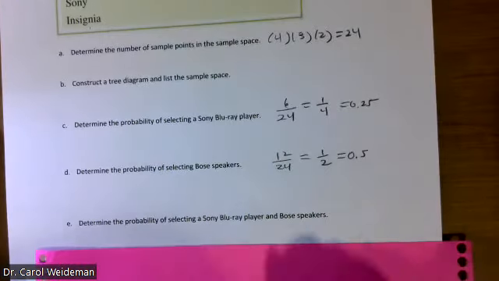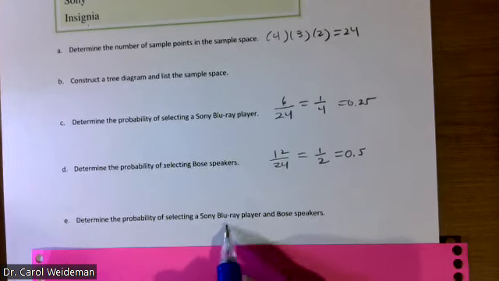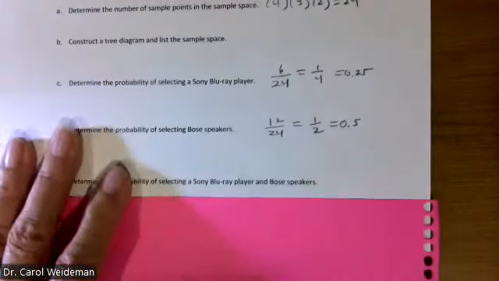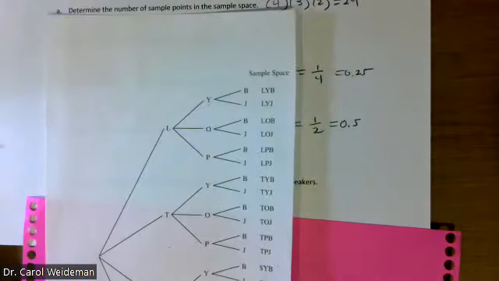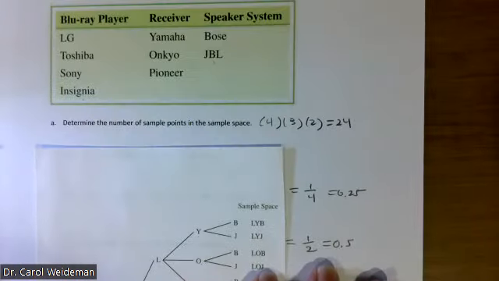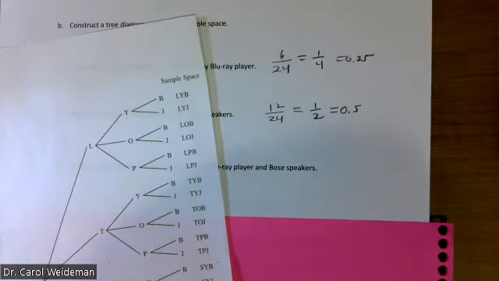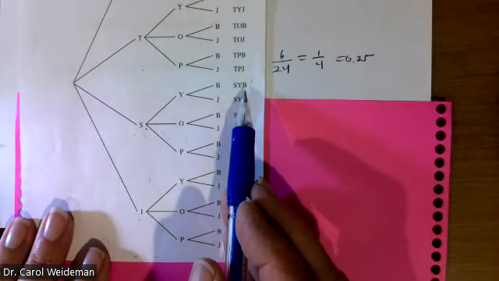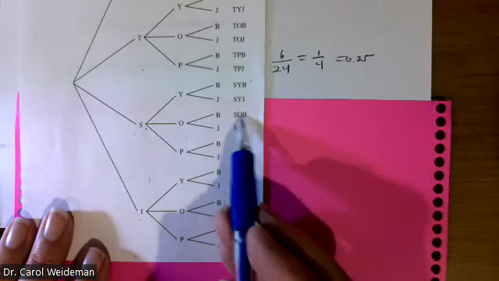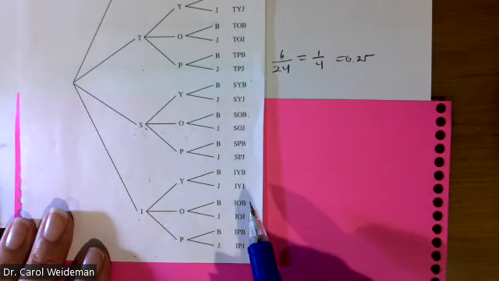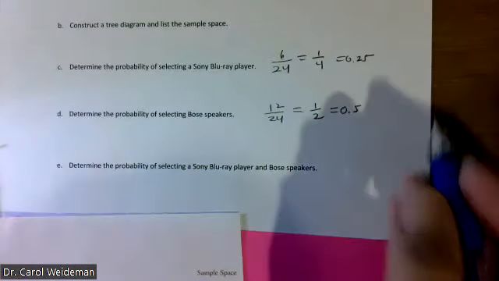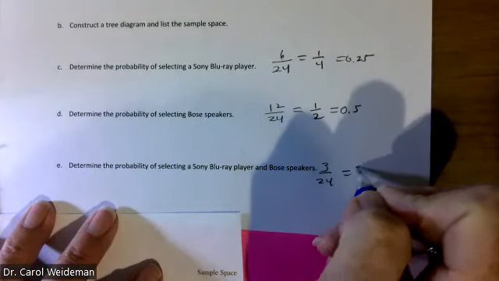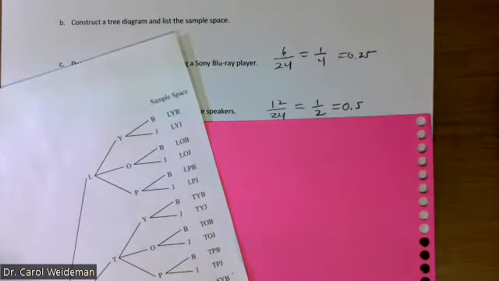And then finally, the probability of getting a Sony Blu-ray and Bose speakers. So Sony Blu-ray, let's take a look here. Remember, Sony's at the beginning, and a Blu-ray. So we're focusing here on Sony and, what was my other option? The Bose speaker. So Sony in the first spot and Bose in the last spot. So here we have 1, 2, looks like 3. So this is going to be 3 out of 24, or 1 out of 8.